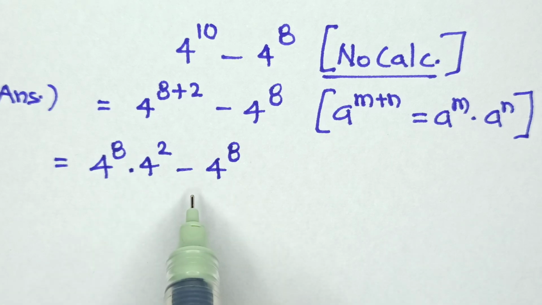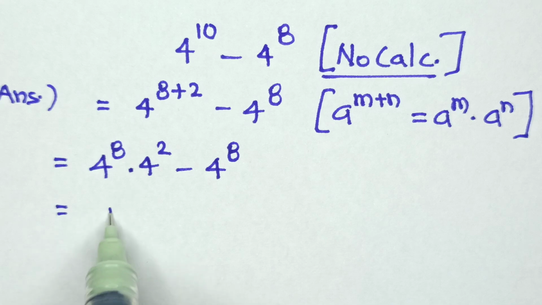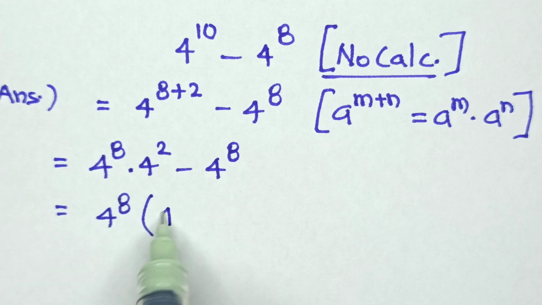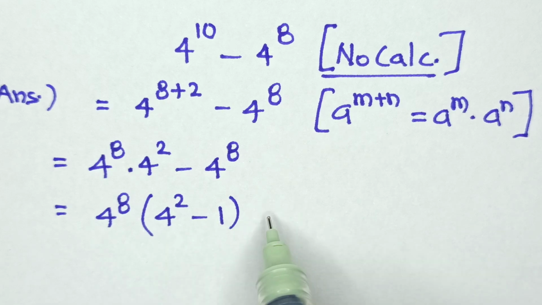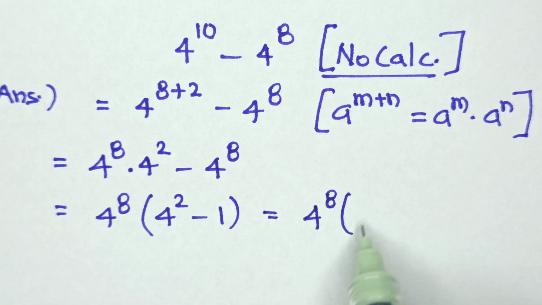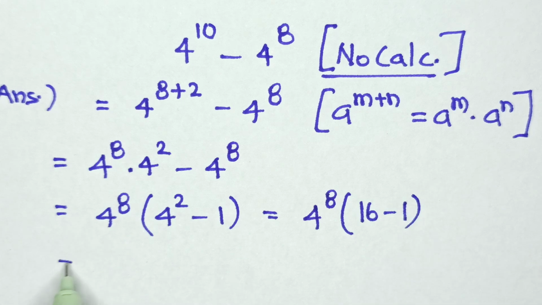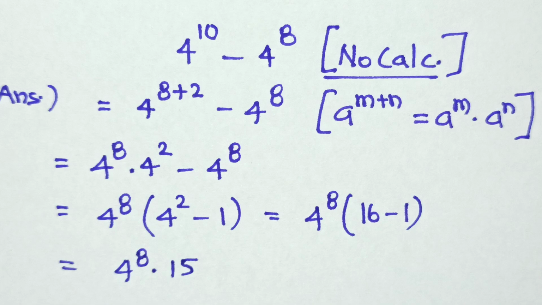Now from this equation I can take out 4 raised to the power 8 as common. So this would be 4 square minus 1. Now 4 square is 16, so I can write this as 16 minus 1. So this is 4 raised to the power 8 multiplied by 15.